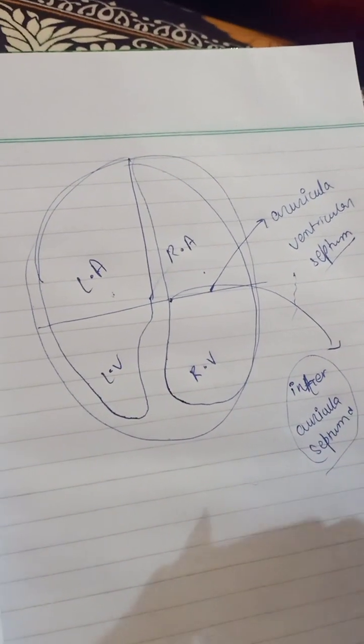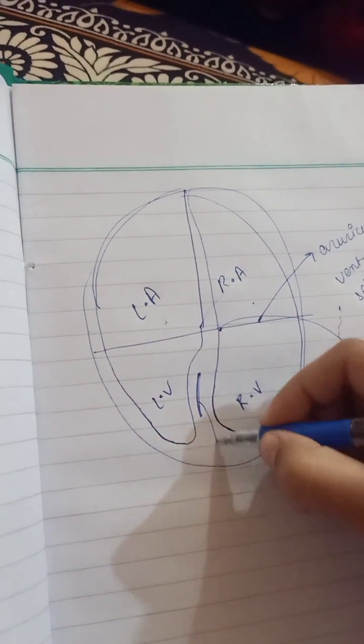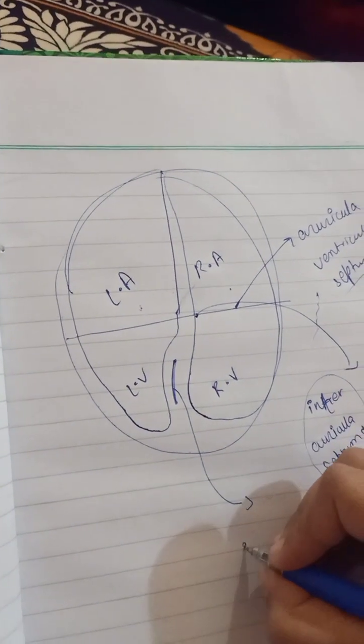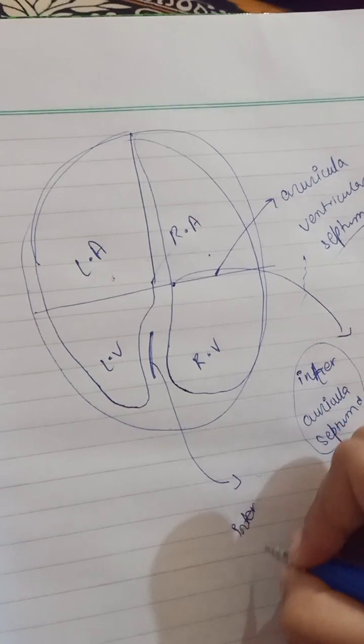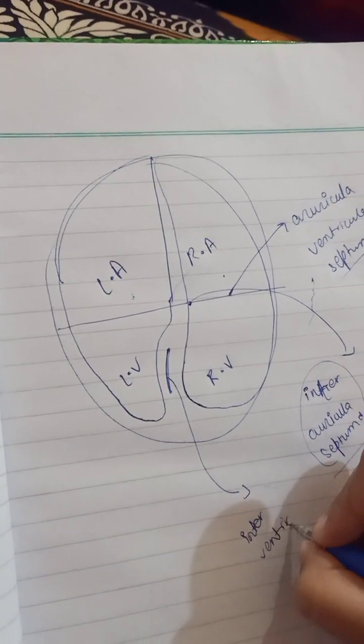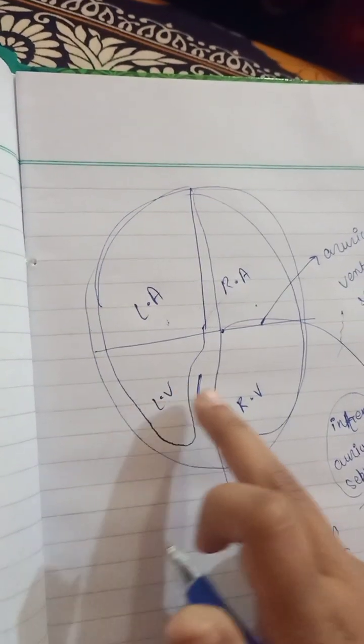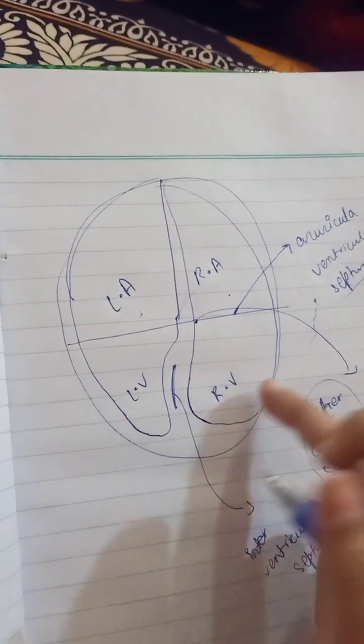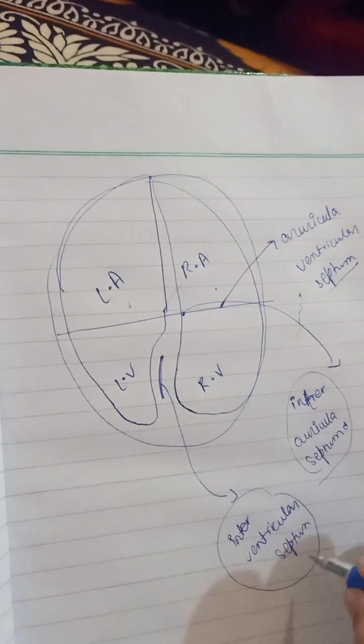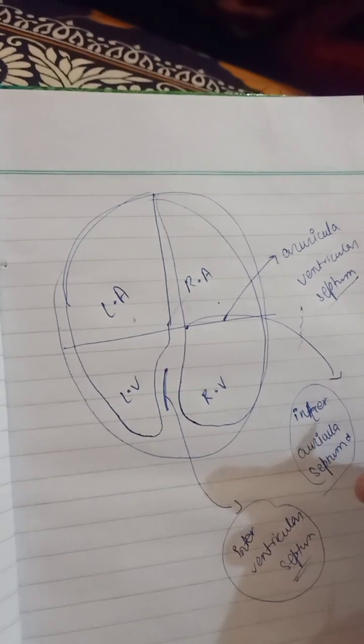Okay, so here we have a space, the interventricular septum. This basically divides the left and right ventricle. This is the interventricular septum, which basically divides the parts.